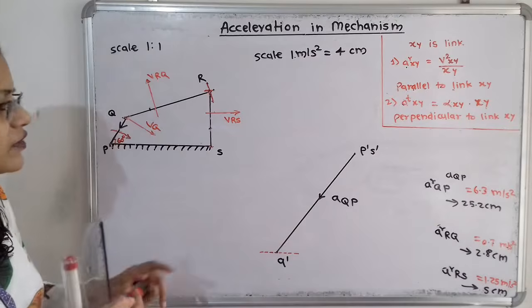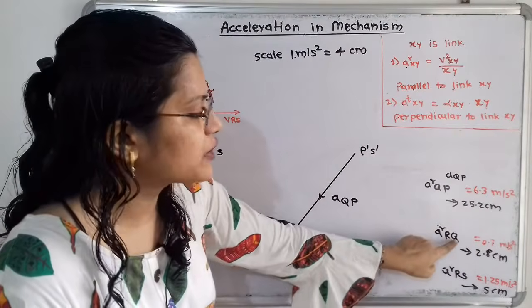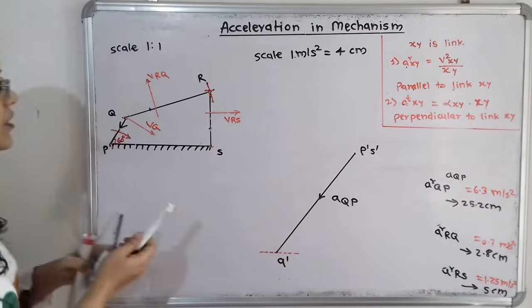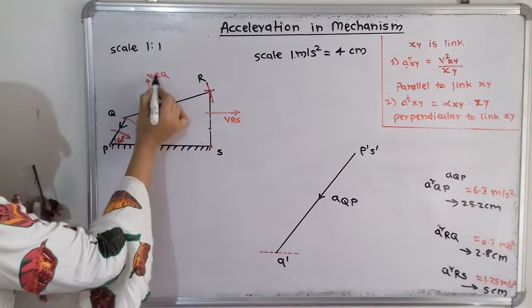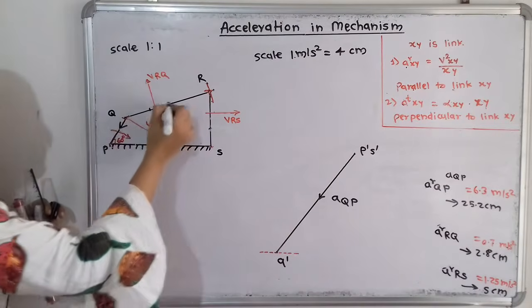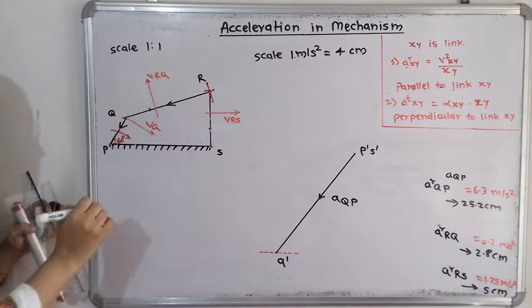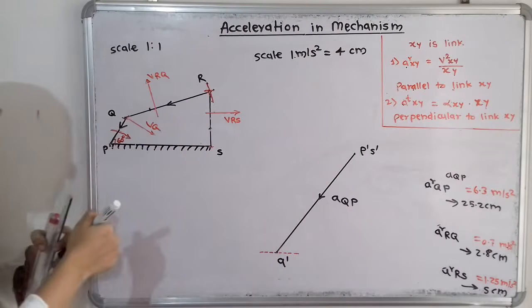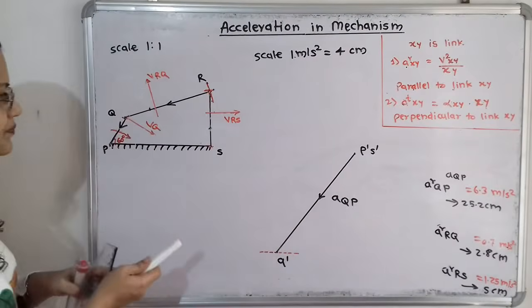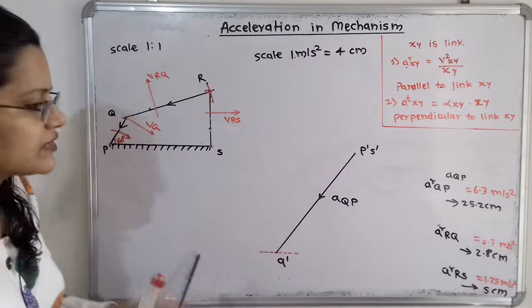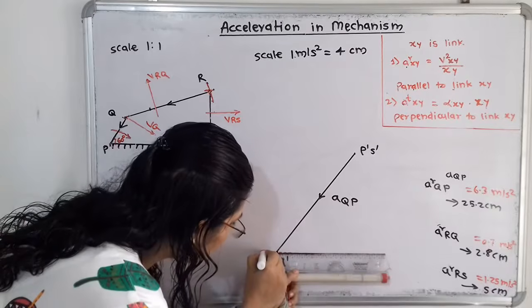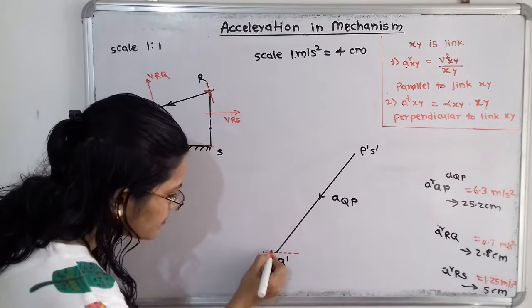So if we observe here, the notation is a raised to r cube, that is the acceleration of r about q. Here we are taking velocity also, velocity of r about q. That means I will take the direction towards the center, since about q means towards this. So we have to take the same direction, that is towards the left hand side, with scale 2.8 centimeters. So here is the direction.